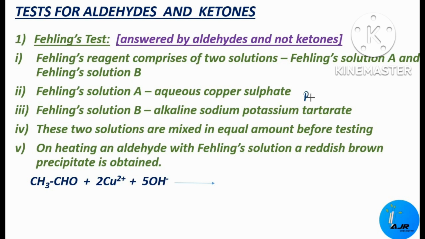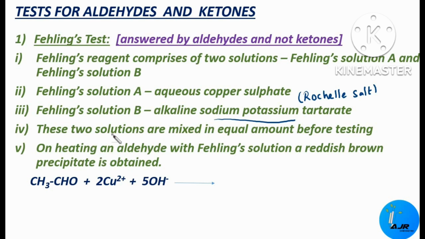So this is the other name for alkaline sodium potassium tartrate, that is Fehling B solution. These two solutions are mixed in equal amounts before testing. We should take both Fehling solution A and Fehling solution B in equal amounts and mix them together, and to this Fehling reagent, we add the aldehyde to be tested.